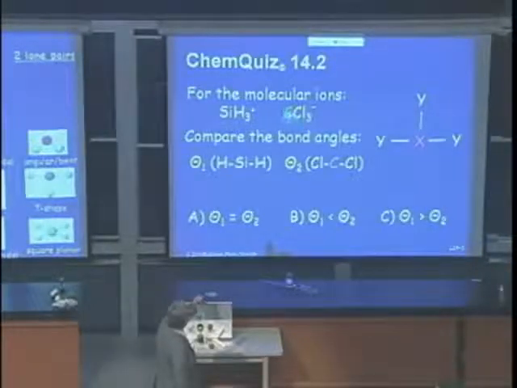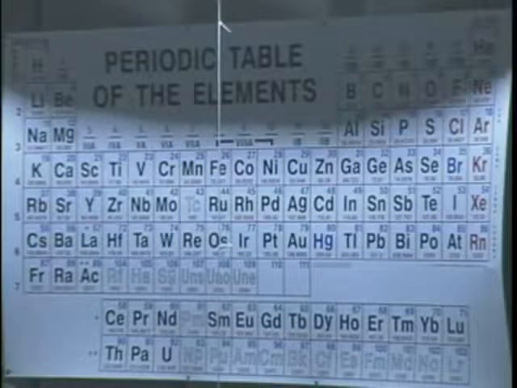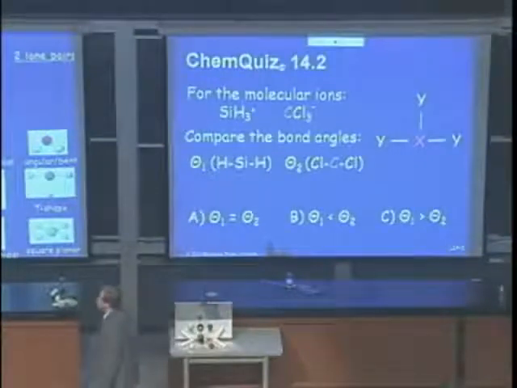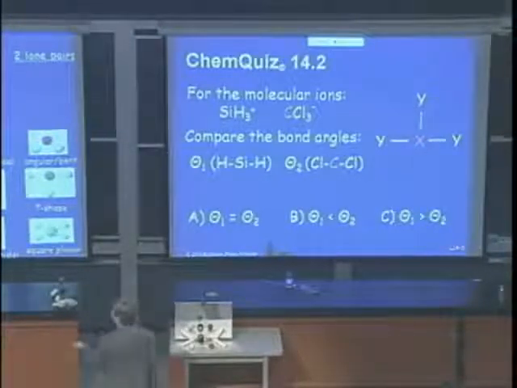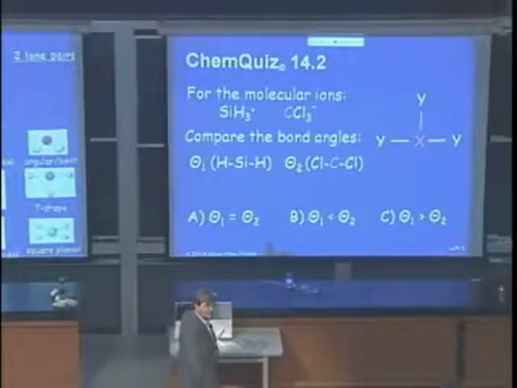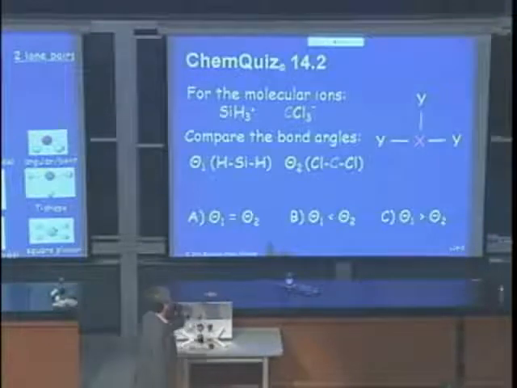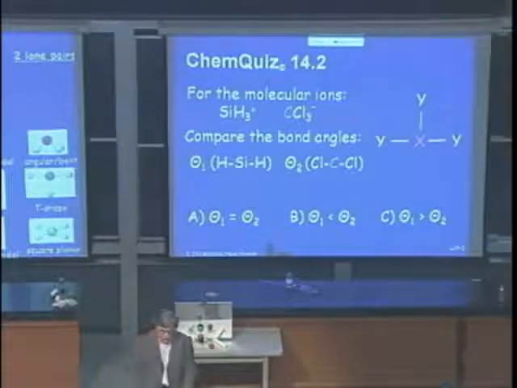How many electrons do you have for carbon? Carbon is the same, but it's in the second period. And how many for chlorine? Each of them 7. 3 times 7 is 21, plus 4 is 25, plus 1 for the charge is 26 electrons. Okay, you need to distribute those around the carbon. That's the first step. Then you determine your steric number.